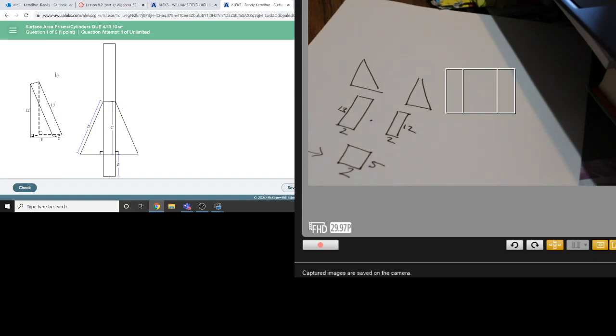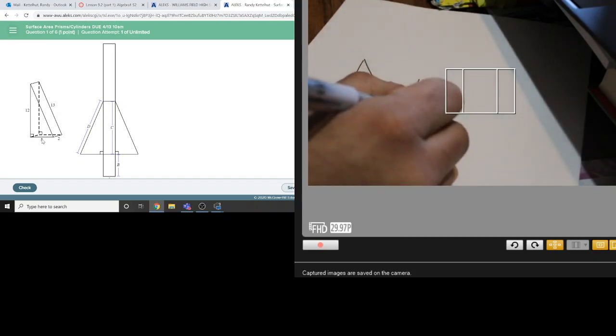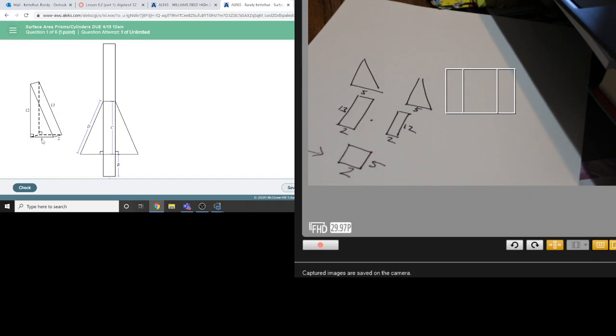And then we have the two triangles along the sides. So we have, how long is this bottom part? That's the short part of the triangle, which is going to be this 5. So both of these triangles, again, they're the same. So if you want to do one of them and double it, that's fine. I'm probably going to end up doing that. And then the height, as we saw already, is 12.